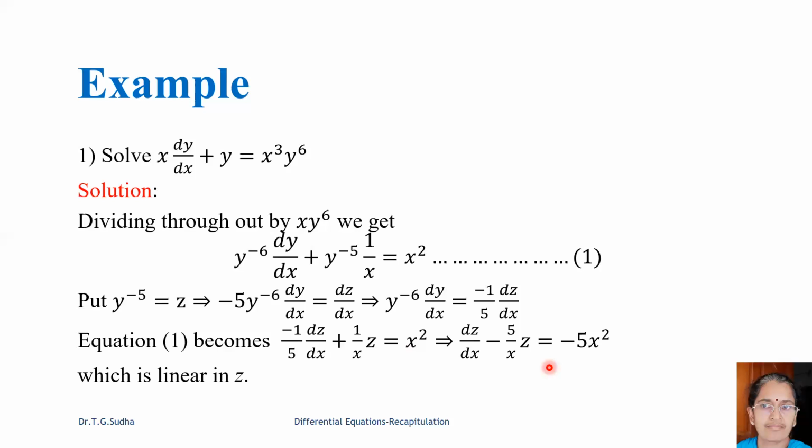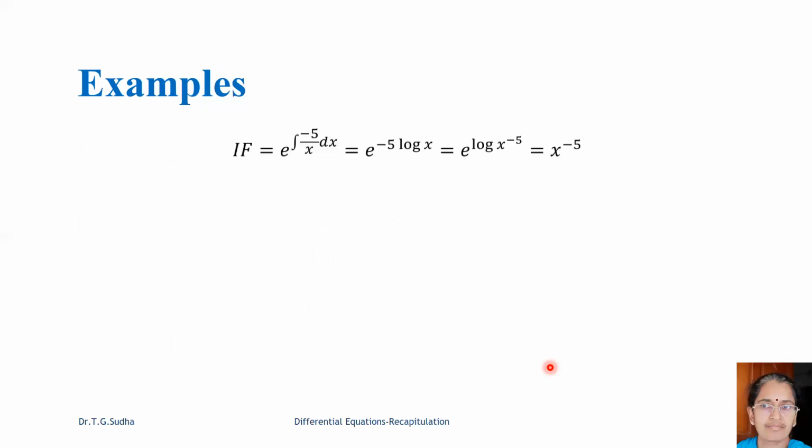Since it is linear in z, let us use the method of solving the linear differential equation by finding the integrating factor. So integrating factor is equal to e to the power of integral of minus 5 by x dx. So when we integrate minus 5 by x dx, that gives us minus 5 log x, and minus 5 log x can be written as log of x to the power of minus 5. So e to the power of log of x to the power of minus 5 gives us x to the power of minus 5. That is nothing but 1 by x to the power of 5.